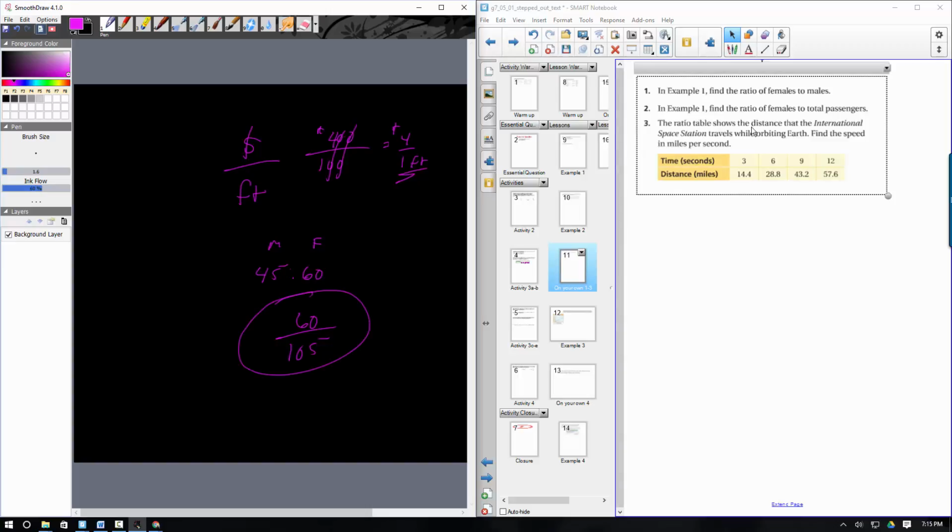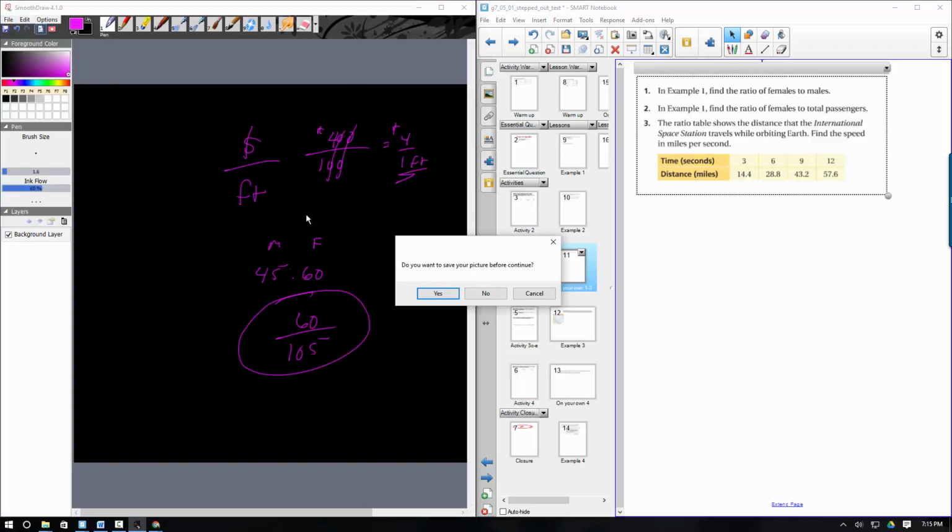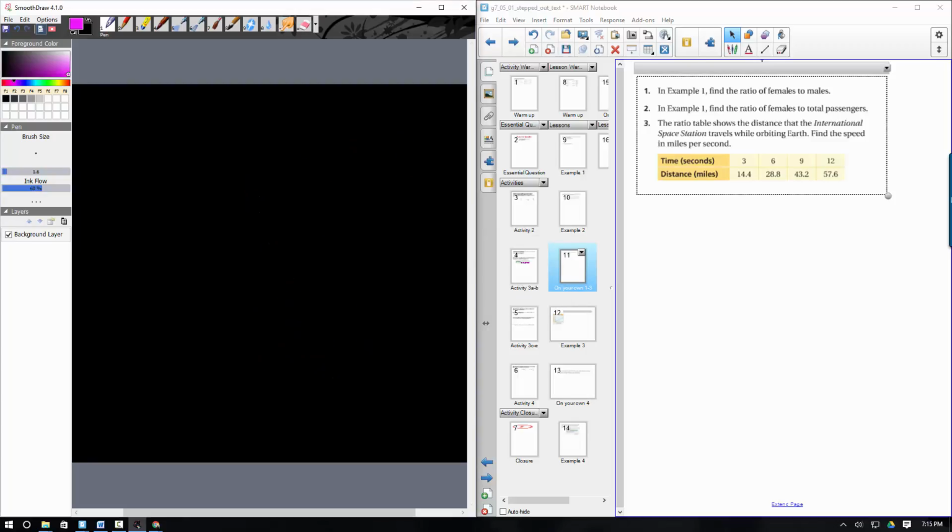And it says the ratio table shows the distance the International Space Station travels while orbiting Earth. Find the speed in miles per second. Okay, so I want to find, right now I have 14.4 miles per 3 seconds. So let's go through here and divide this out. So again, I want to have miles per second.